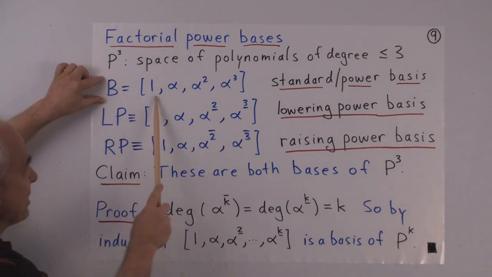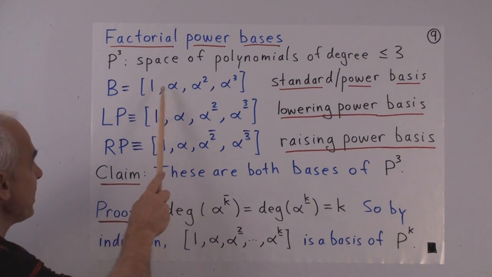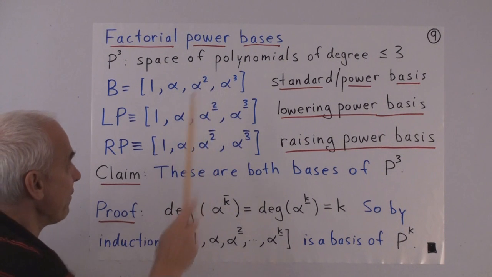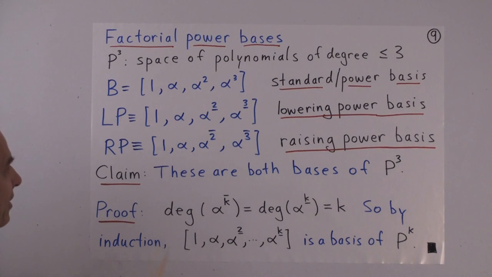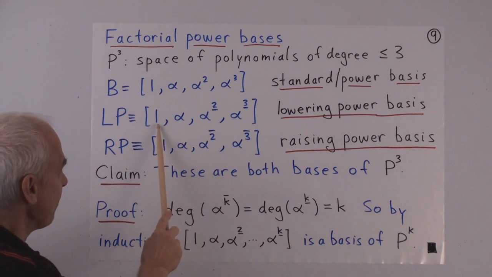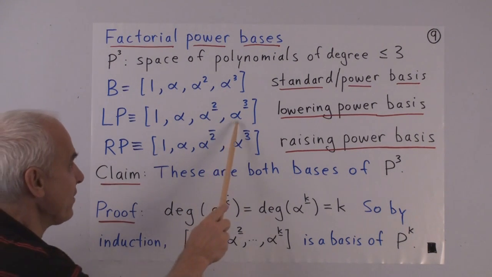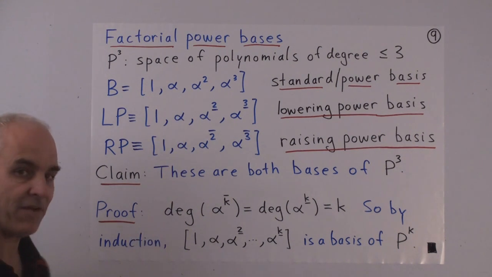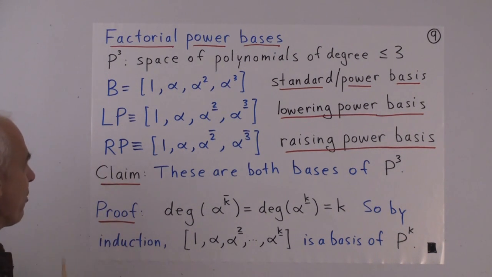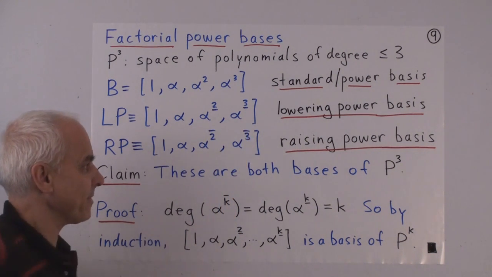Here is the standard basis, or the power basis, that we've considered quite a lot already, just the ordered set 1, alpha, alpha squared, alpha cubed. Now we're going to introduce these other two bases: the lowering power basis, consisting of 1, alpha, alpha to the 2 lowering, and alpha to the 3 lowering. I don't say alpha to the 1 lowering because that is the same as just alpha. And the raising power basis: 1, alpha, alpha to the 2 raising, alpha to the 3 raising.